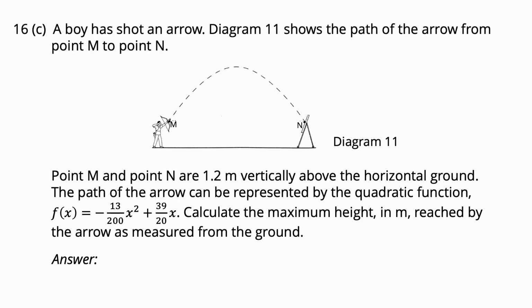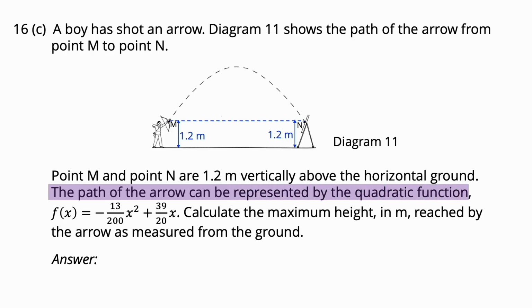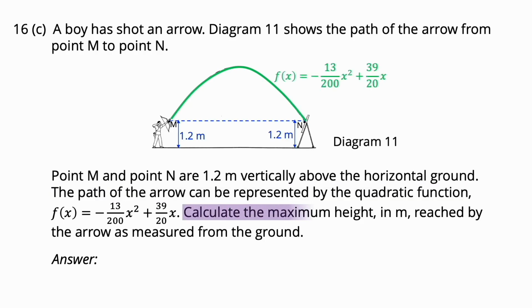(16c) A boy has shot an arrow. Diagram 11 shows the path of the arrow from point M to point N. Point M and point N are 1.2 m vertically above the horizontal ground. The path of the arrow can be represented by the quadratic function, which forms a curve that opens downward. Calculate the maximum height from the ground.